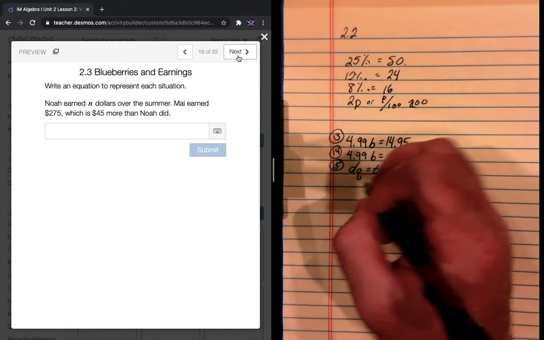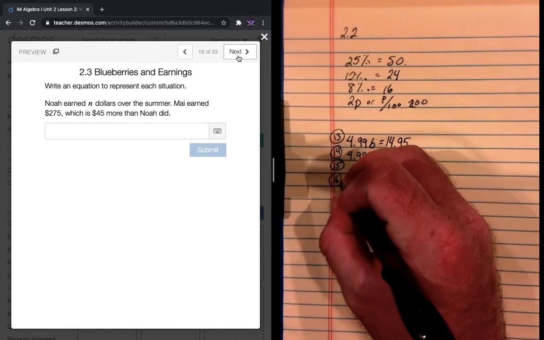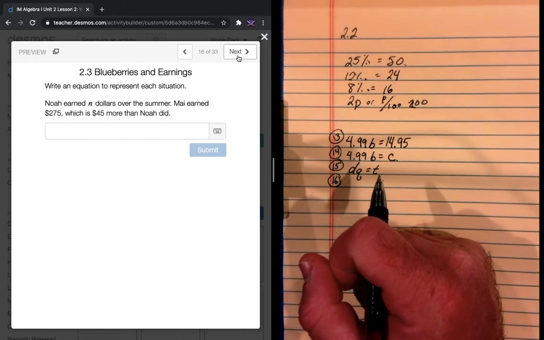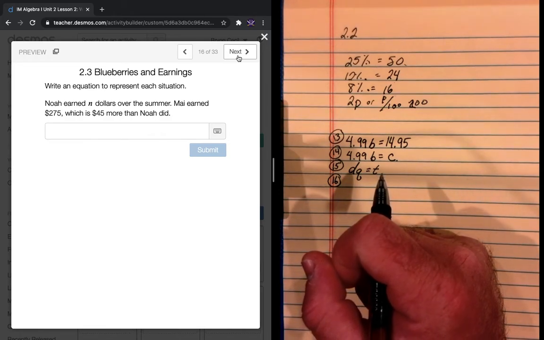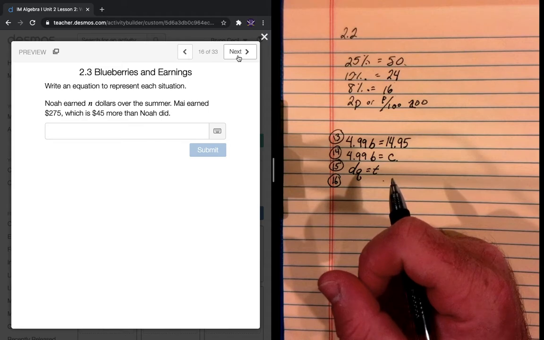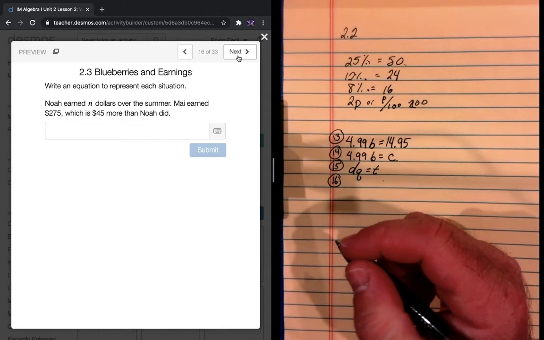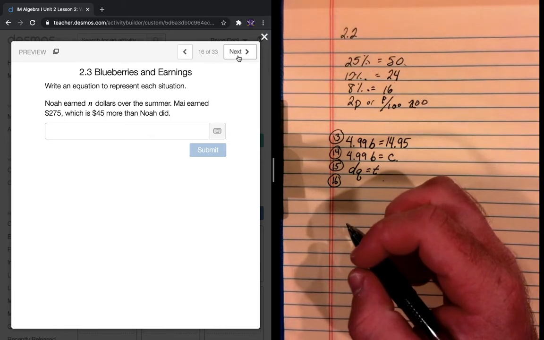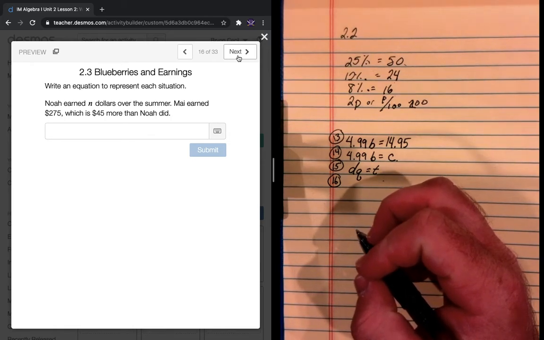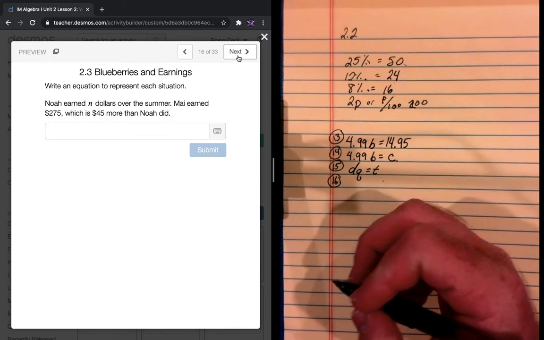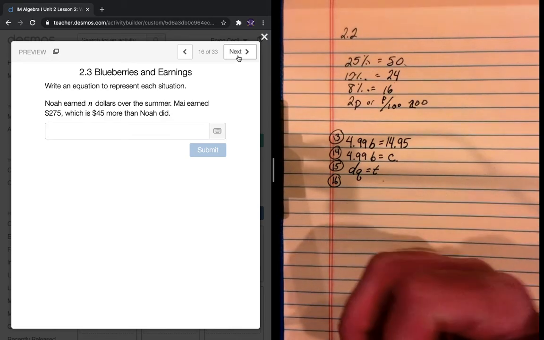So now on 16, I look here and it says that Noah earns N dollars over the summer. Maya earned $275, which is 45 more than Noah. More than. Remember when we talked in class the other day? More than means I'm adding. All right? And she's making more than Noah, so we have to add to Noah's. Okay, we wouldn't add to Maya's because Maya's the one who made the most. We've got to add to Noah.